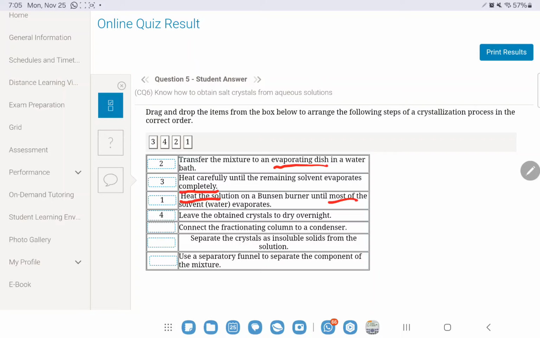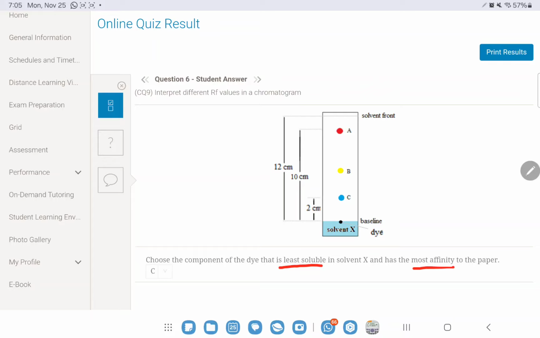Okay, so we want the RF values. Look, when it wants the dye of least solubility and most affinity, it means the one that sticks to the paper the fastest. It's always gonna be the one closest to the baseline, furthest from the solvent front. So in this case, it's C.